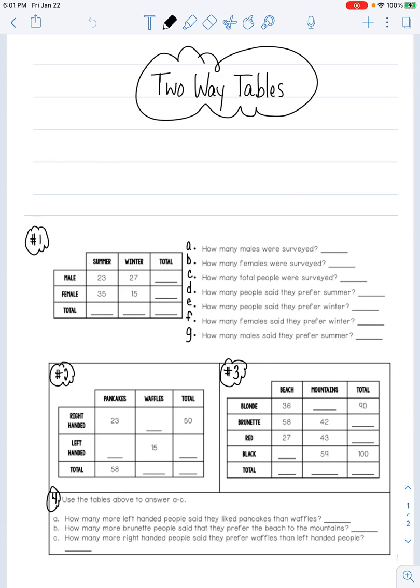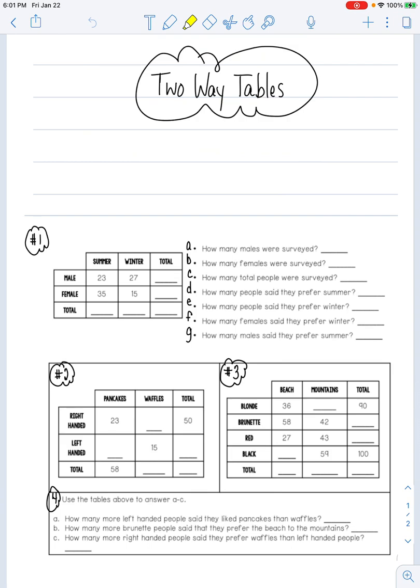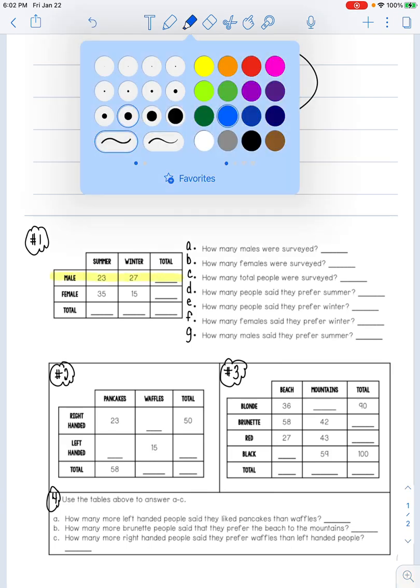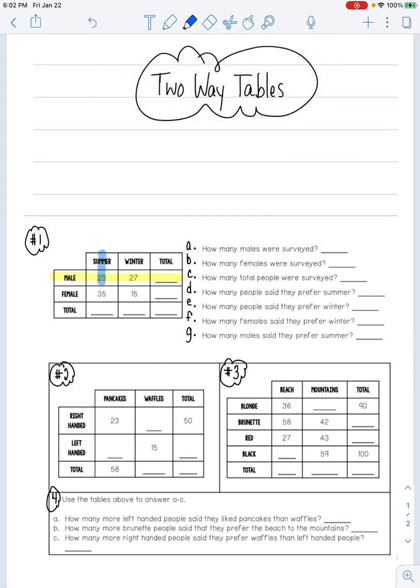All a two-way table is, is comparing things two ways. Like here, just real quick, let me give you an example. Here we're comparing males, the number of males typically in a survey, and we're talking about males who like summer, males who like winter, and then how many total males were surveyed. So it's called a two-way table because we compare things two ways, two things at a time.